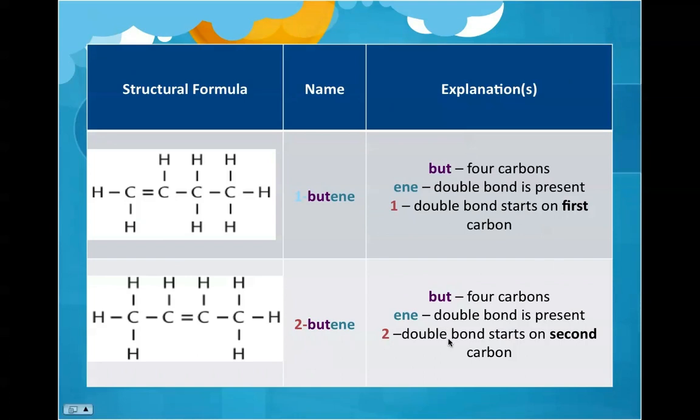Both have the prefix but- because they both have 4 carbons. They both have a double bond, -ene, but the first one has the double bond on the 1st carbon, and the second, 2-butene, is located on the 2nd carbon. So again, we use the number to show where that double bond is located in the chain.